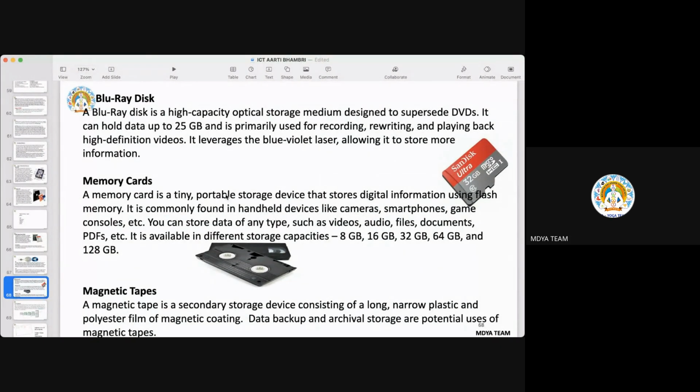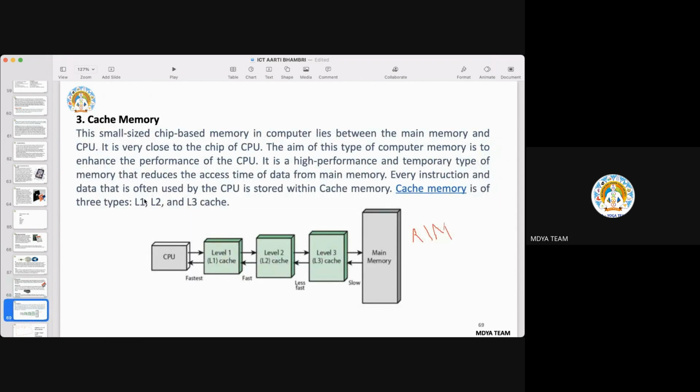And then magnetic tapes. Magnetic tapes are again a long, narrow plastic polyester film with a magnetic coating, used for data backup and archival storage. You can use them for that, but nowadays they are hardly in use.